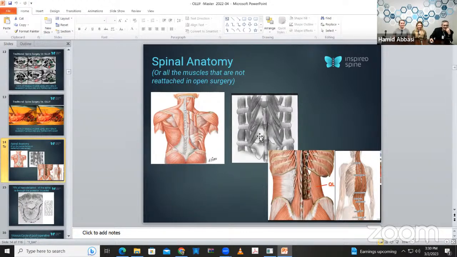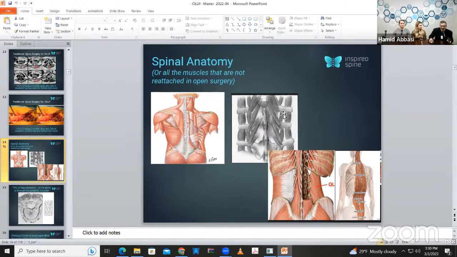This is the spinal process. We cut the lamina, we cut the facet, and we strip the muscle off the bone, and we never connect them back. Did you guys know that? That spine surgeon never connect those muscles back to their origin? Many times we take the origin away. That is the meaning of laminectomy and facetectomy.